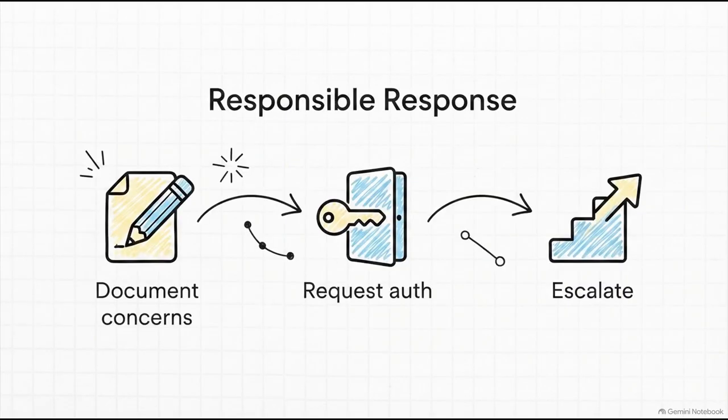So what does the responsible response actually look like? Well, you don't just say no and walk away, and you absolutely do not secretly bypass those controls. Instead, you document your specific security concerns. You formally inform the appropriate supervisor or security personnel. You request proper authorization for any security-related actions in writing. And if they still push you to do something reckless or illegal, you escalate it right up through the appropriate channels.